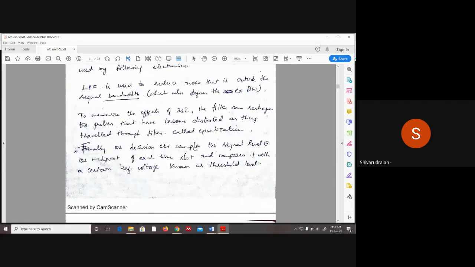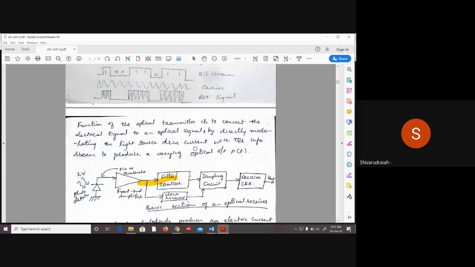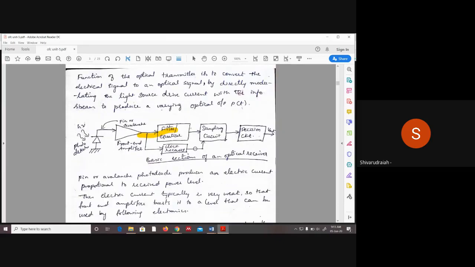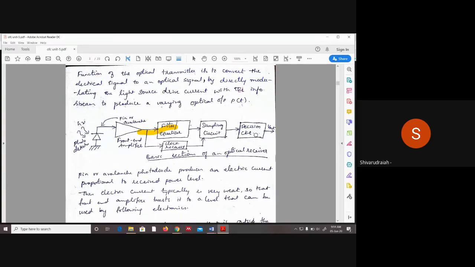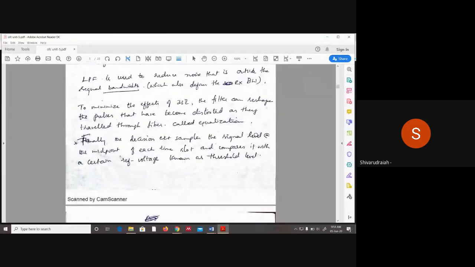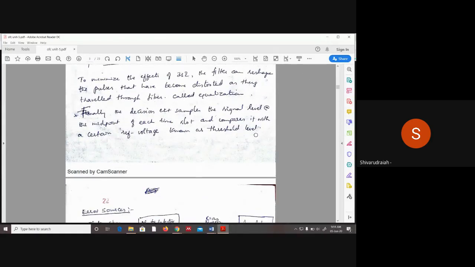So that's about the receiver block diagram. Just go through the block diagram. We have five blocks: photodetector, front-end amplifier, filter and equalizer, sampling circuit, and decision circuit. The output of the decision circuit will be the electrical signal, which is equivalent to that of the transmitted electrical signal at the transmitter side.